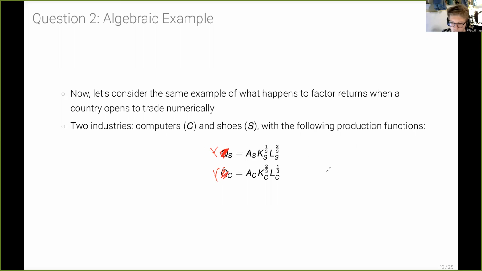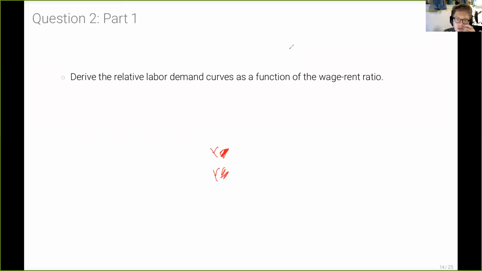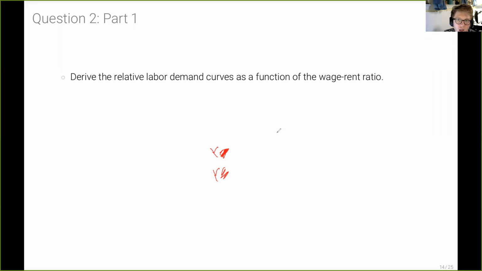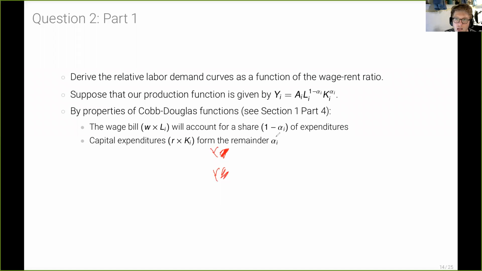And so let's consider question 1, where it's going to ask us to derive the relative labor demand curves as a function of the wage to rent ratio. Recall that in class you saw a way to derive these relative labor demand curves as a function of the wage to rent ratio. What I'm going to do today is something a little bit different.